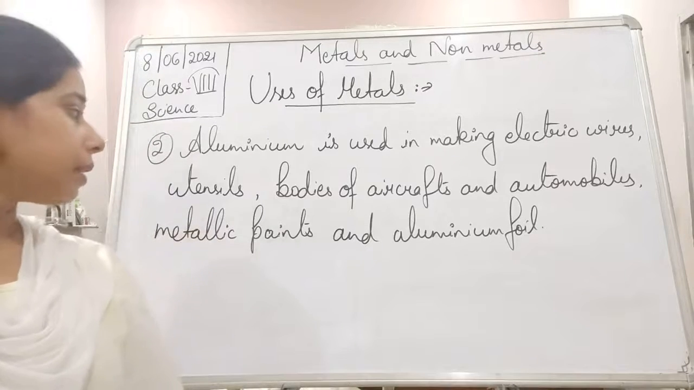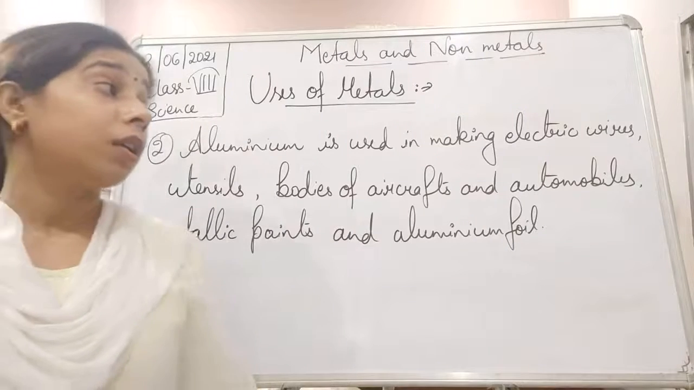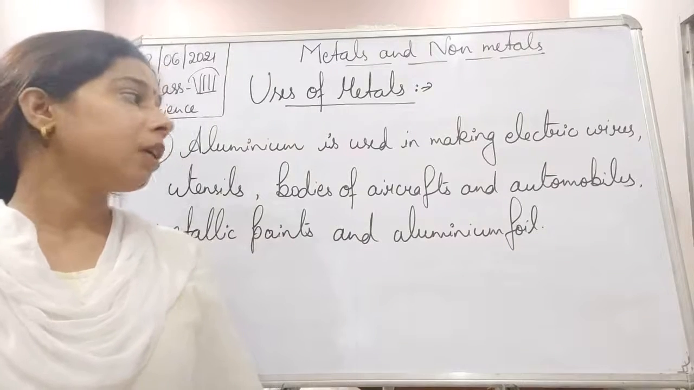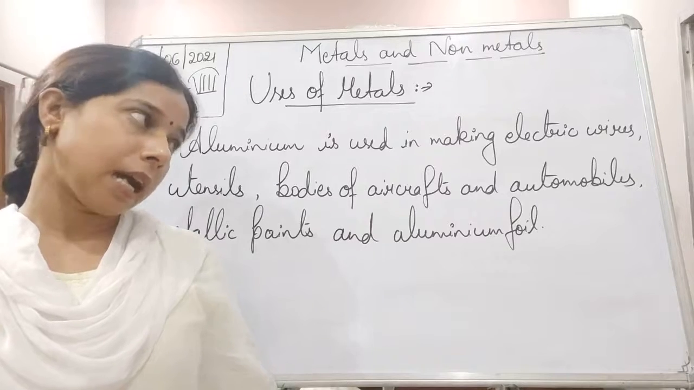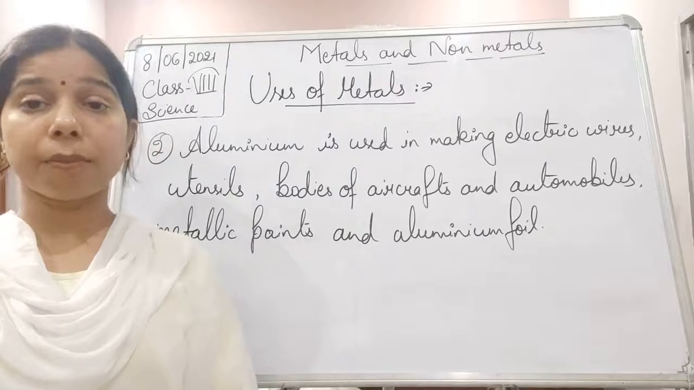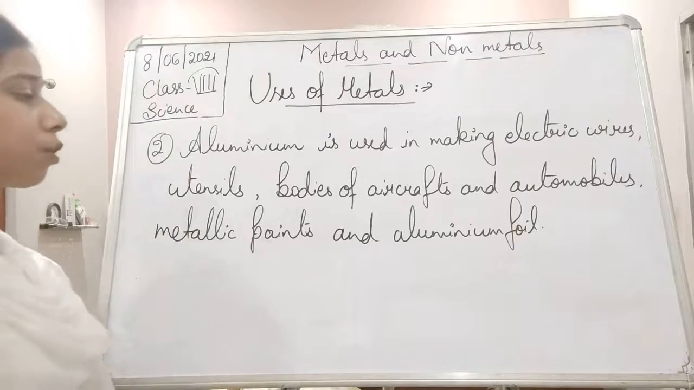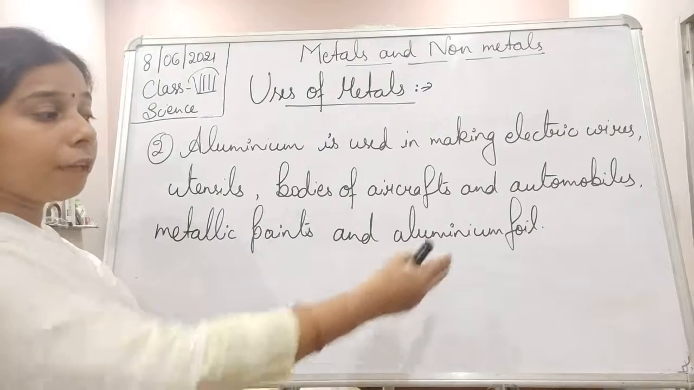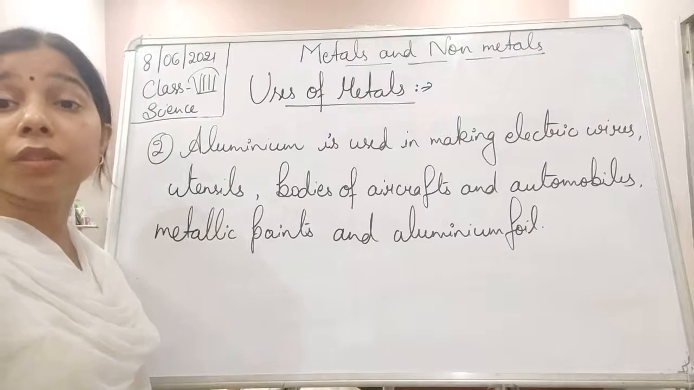Okay, so we can say here that it is used for making utensils. It is also used for making aircraft and the bodies of aircraft and automobiles. Again, because of its hardness as well as its ductility and malleability, it is used for that. Aluminium foil itself explains how malleable it is, meaning it can be drawn into thin sheets.